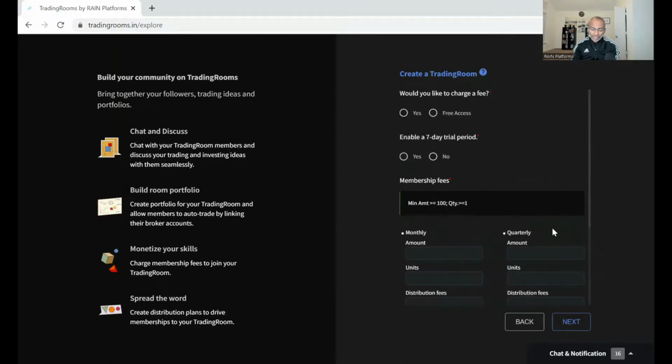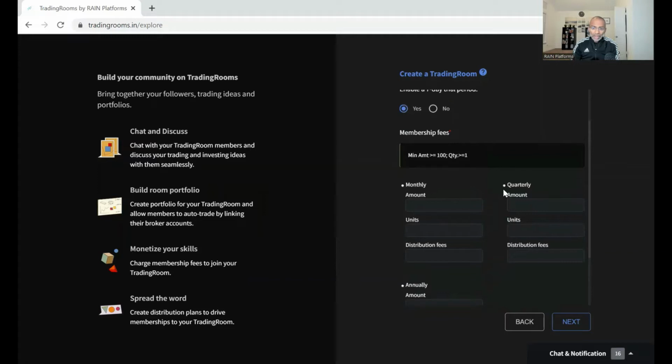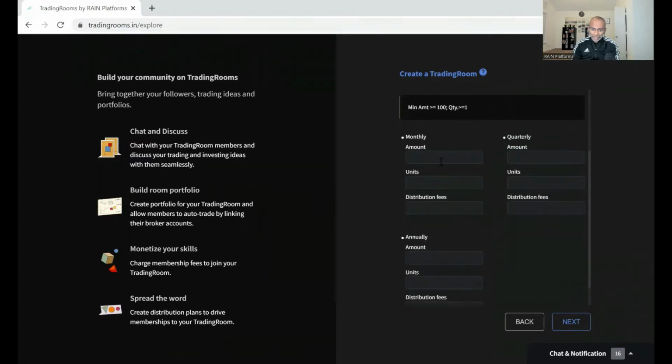Next, you want to specify whether you want this to be a free room or a paid room. I'm going to make it a paid room for now, and I'm going to show you all the different information that needs to be inputted if it is a paid room. But you can also make it a free room if you want to. If you make it a paid room, then you want to specify whether you want to enable a 7-day free trial. I'm going to say yes. And then finally, you want to specify your membership fees and your distribution fees.